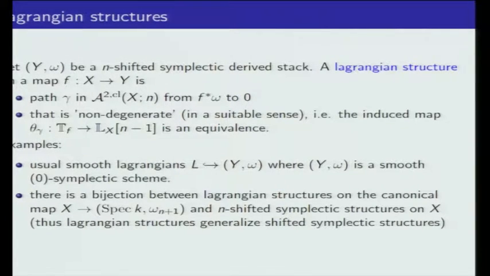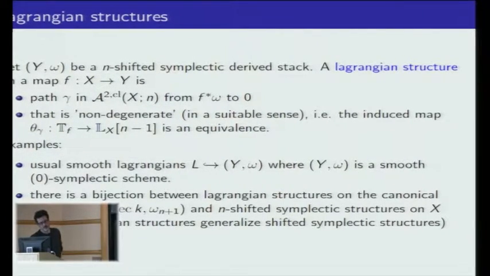Now the second existence theorem is for Lagrangians, for intersection of Lagrangians. So let me tell you, roughly speaking, what a Lagrangian structure is. You have a map from X to Y, where Y is already n-shifted symplectic. The map is not supposed to be a closed immersion, it's anything. Then a Lagrangian structure on this map is a path in the space of closed two-forms from the pullback of the symplectic form to 0. You would like to say that it's 0 on the nose, but this is not good homotopically speaking. So you say that there is a path that witnesses the fact that f*(omega) is 0, and it's non-degenerate in a suitable sense.